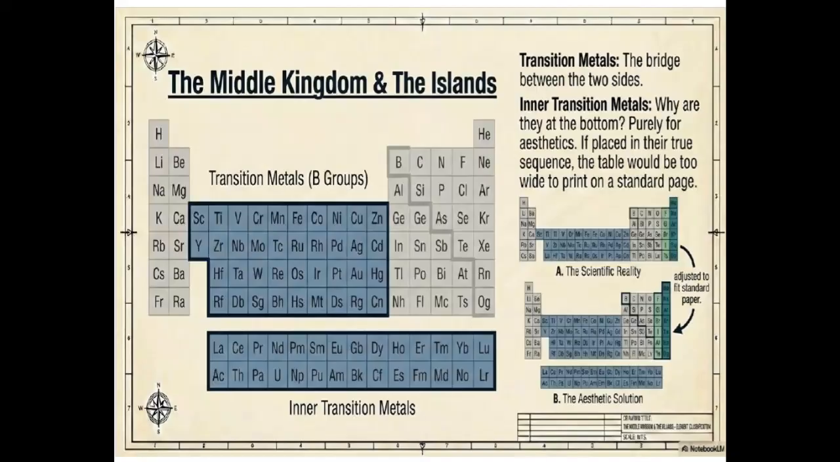And the last 2 groups are everything in the middle is called transition metals, and everything at the bottom are inner transition metals. They're all transition metals. They're called inner transition metals because they're embedded right here, right after barium and radium. All the inner transition metals are radioactive.